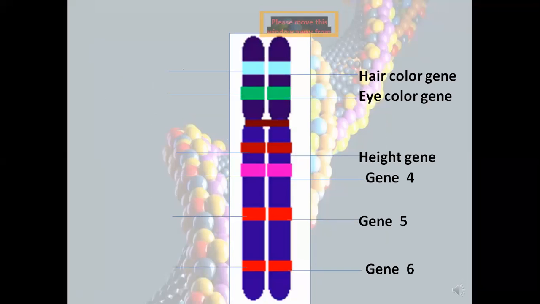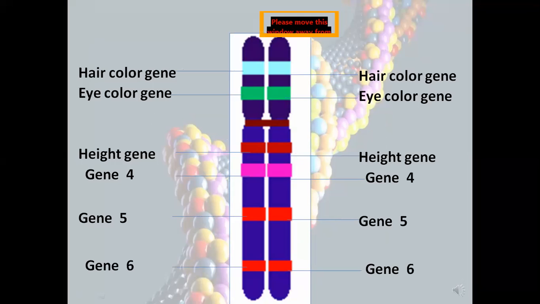Let's move now to talk about the chromosome. Inside the chromosome, we have many genes. These genes are found at the same loci. For example, here we have the hair color gene found at the first sister chromatid. On the second, it should be at the same position. This is called the hair color gene, and they are found at the same loci.